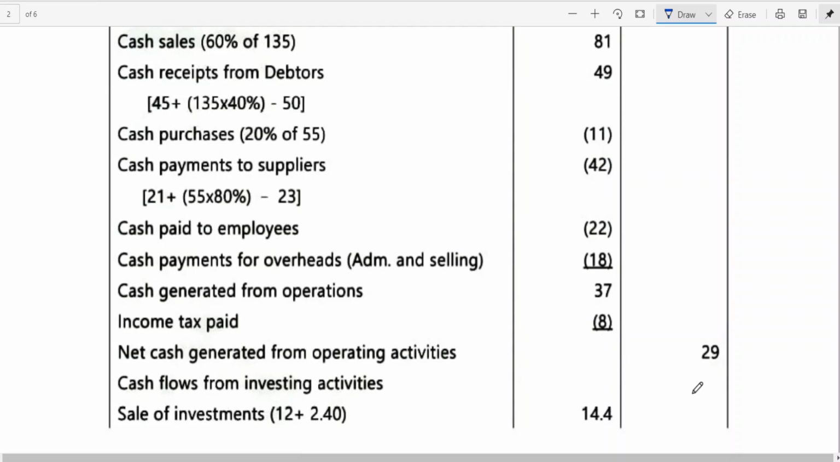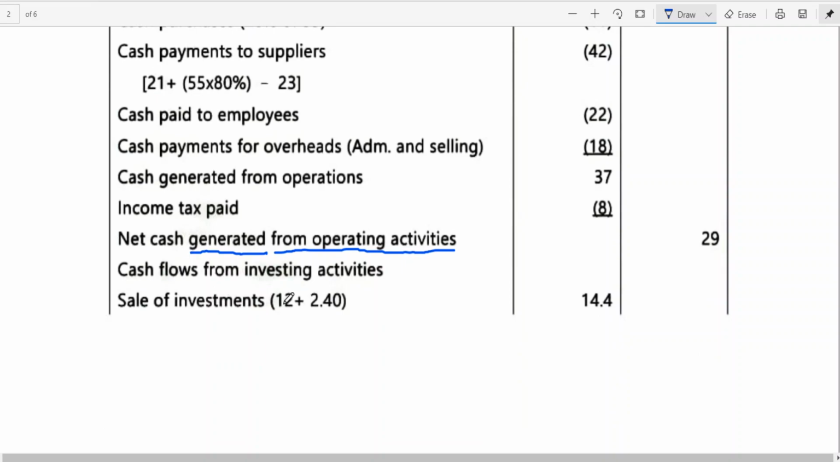From that, if you deduct income tax paid, you are getting net cash generated. If you are getting a negative value, you will be using the word used. Otherwise, we can write net cash generated from operating activities. Is this clear to all of you? And I have told you already, under the direct method, we won't be considering changes in working capital.